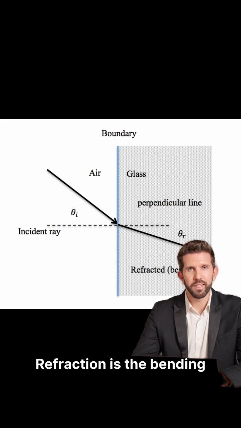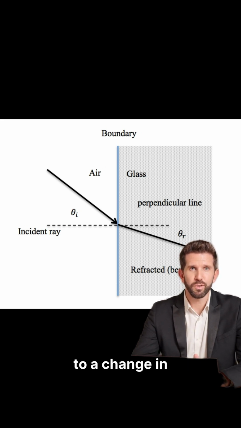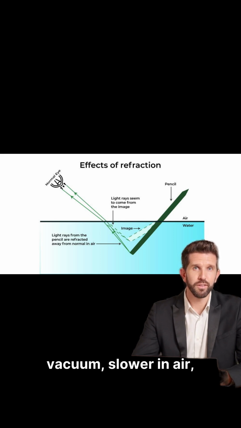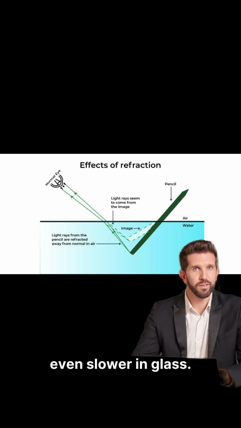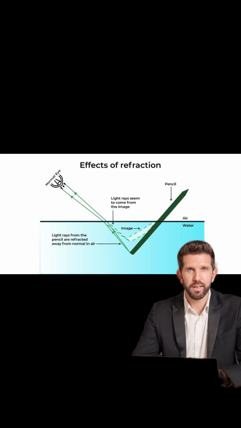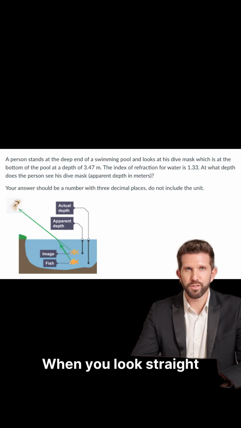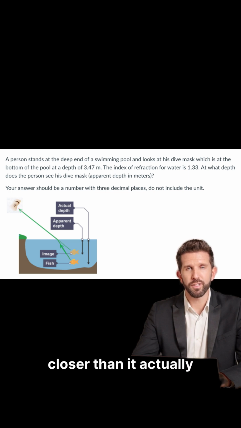Refraction is the bending of light when it travels from one transparent medium to another due to a change in speed. Light travels fastest in vacuum, slower in air, slower in water, and even slower in glass. When the speed changes, the direction changes too. This is refraction. When you look straight down into a swimming pool, the bottom appears closer than it actually is.